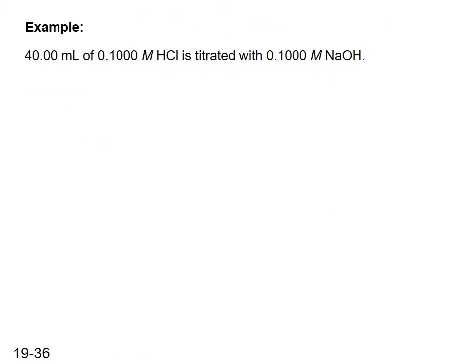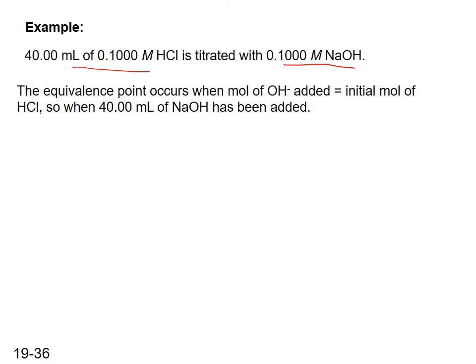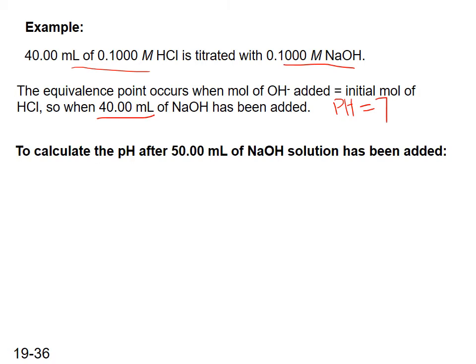As I explained in the last slide, for this acid solution, we need 40 milliliters of sodium hydroxide to reach the equivalence point. At this point, the pH should be 7 because it's a neutral solution. What if we add sodium hydroxide more than 40 milliliters, for example 50 milliliters? That's after the equivalence point. So how do we calculate the pH?